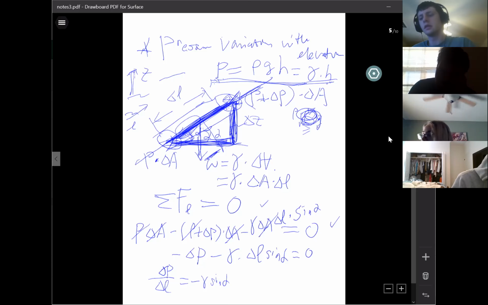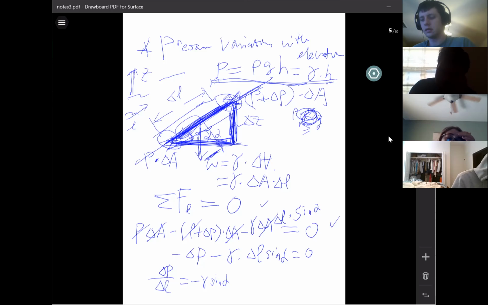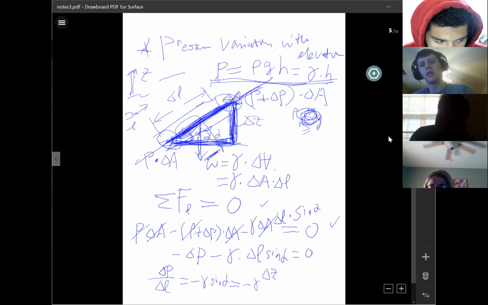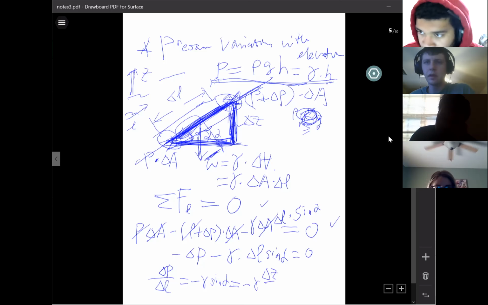Use the letter I wrote on the free body diagram. Be consistent. Stick with your free body diagram. It can make your life a little bit easier in the process. So sine alpha equals delta z over delta L.